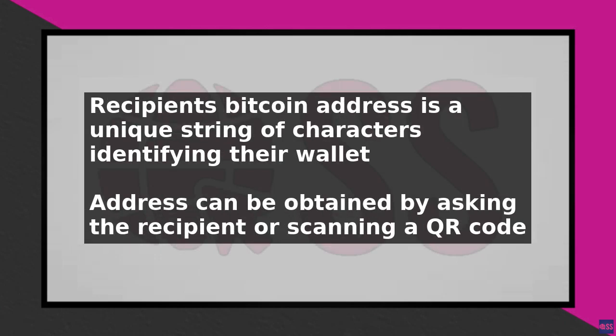To transfer Bitcoin, you need to know the recipient's Bitcoin address. This is a unique string of characters that identifies the recipient's wallet. You can obtain the recipient's address by asking them to share it with you or by scanning a QR code that contains the address. Once you have the recipient's address, you can initiate the transfer process.